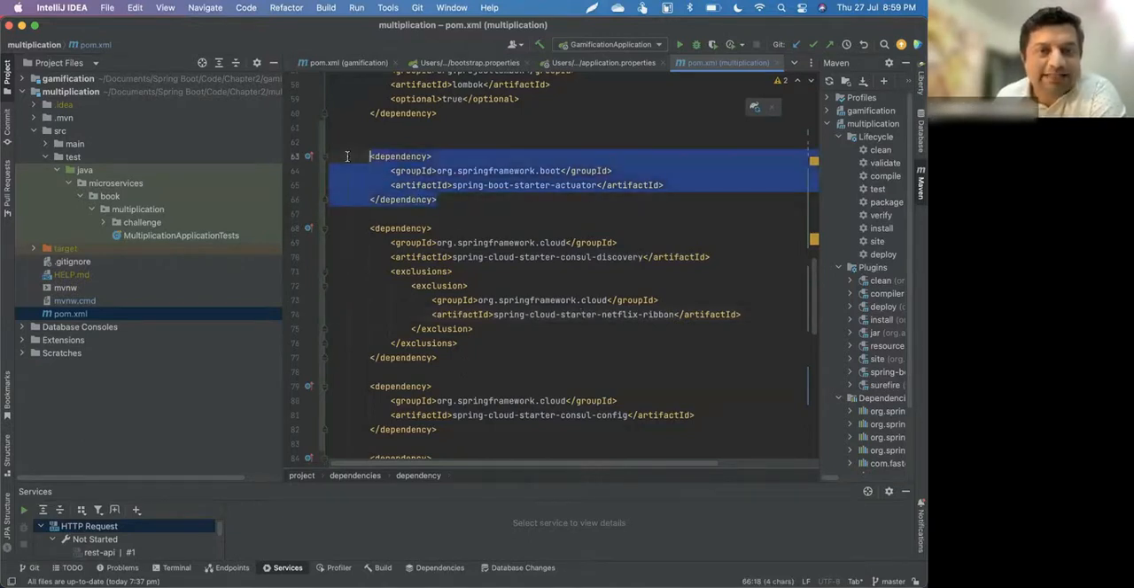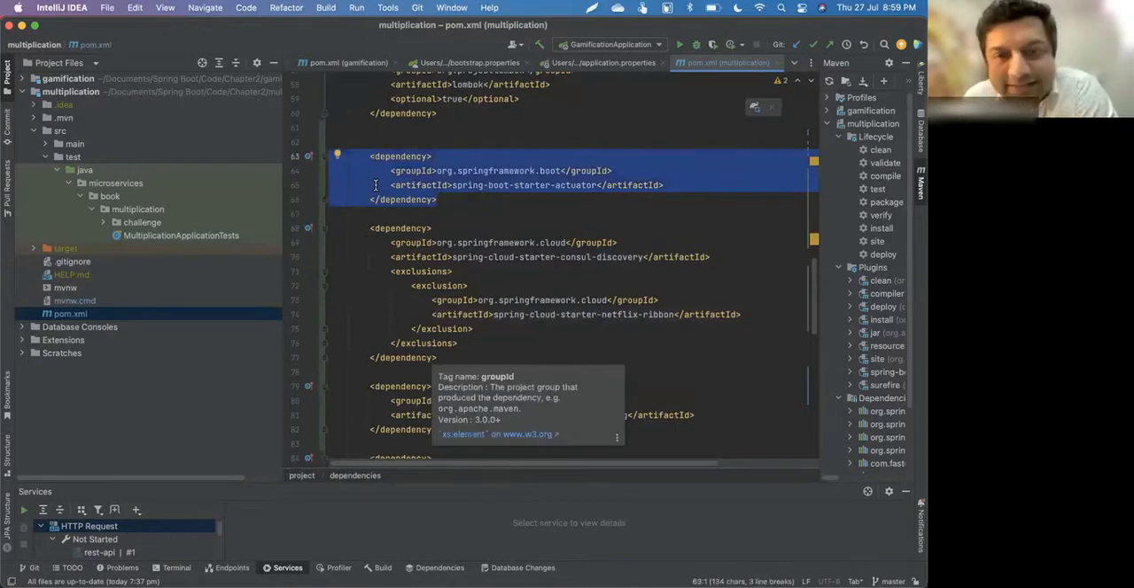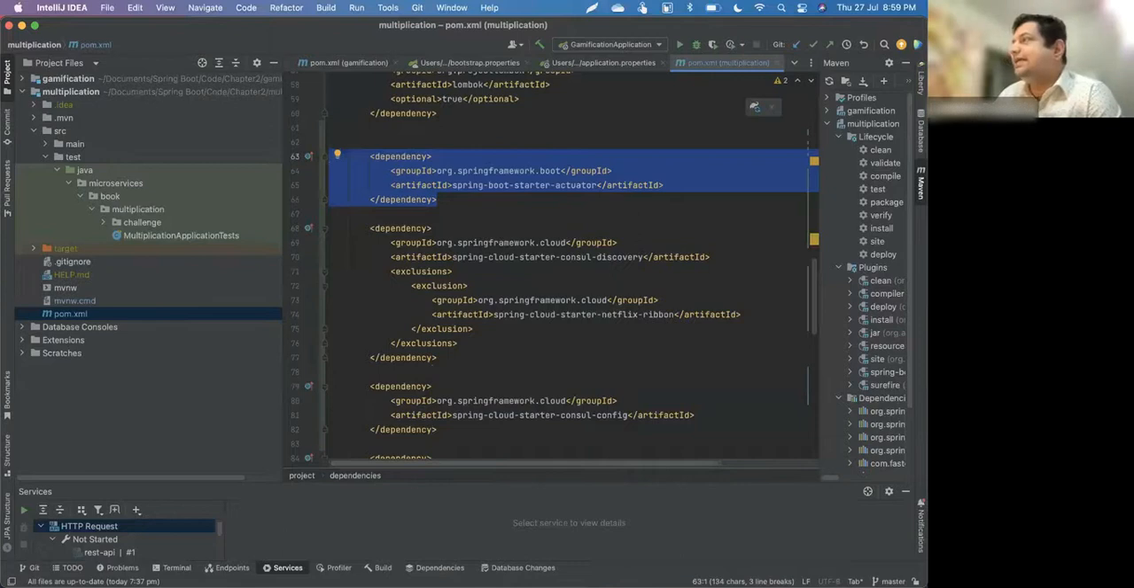For implementing health check, I just need to add this dependency. Automatically for my service, the health check is enabled. So this is how I will be implementing health checks, or implementing service registration, in any of my application microservices.